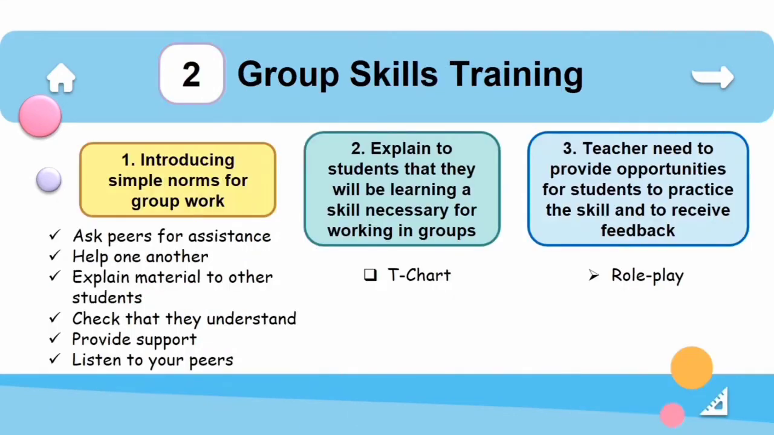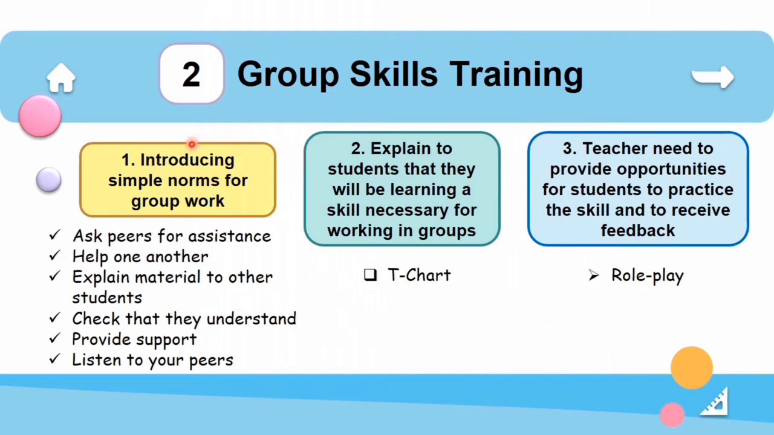Okay, next we will go to the second stage, which is group skills training. So what do we need to do in group skills training? In group skills training, the first thing is we need to introduce simple norms for group work, which can give the students helpful guidelines for what is expected of them.